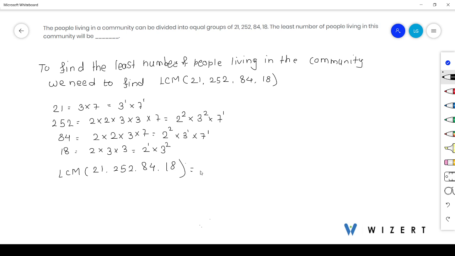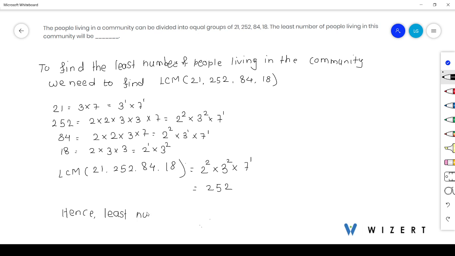So now we can find the LCM by multiplying together each of the prime numbers with the highest power. Here we can observe for 2, the highest power is 2 to the power 2. Then for 3, the highest power is 2. And for 7, the highest power is 1. So the multiplication of all this is 252.